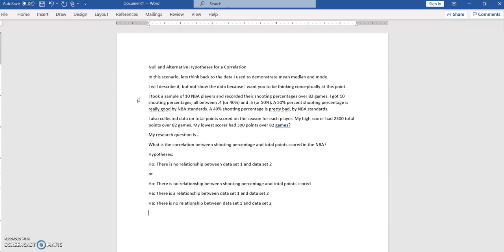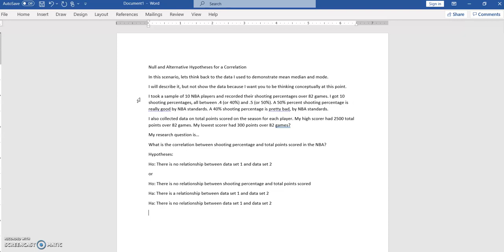and all of their shooting percentages, as you recall, were between 0.4 or 40% and 0.5 or 50%. That makes sense because 50% is pretty good for the NBA in terms of shooting percentage, and 40% shooting is pretty bad by NBA standards. There's not a lot of margin for error there. If you can't shoot at a certain rate, you better do a bunch of other things well or they're going to cut you. That's just how it goes.